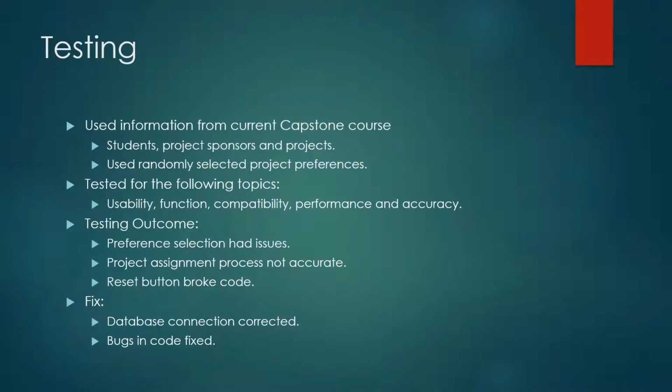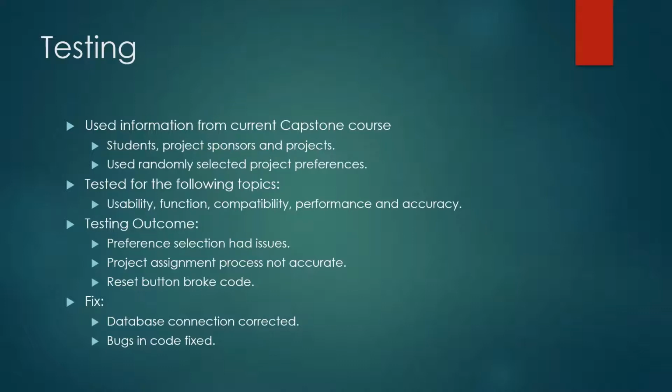For testing, we used information from our current capstone course. This includes students, project sponsors, and their respective projects. We used randomly selected values for the project preference section. We tested for the following topics: usability, function, compatibility with different devices, performance, and accuracy of the selection assignment process.